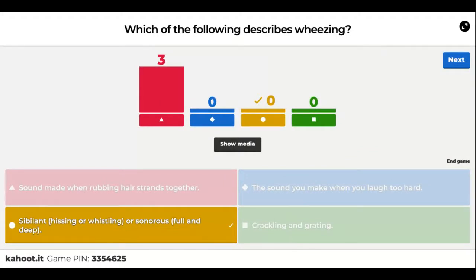Crackling and grating was just something I added on there. And the sound you make when you laugh too hard was supposed to be the funny answer, okay? Are you guys cool with that? Jacqueline, what do you mean by 12? Oh, you were telling me the page it was on?